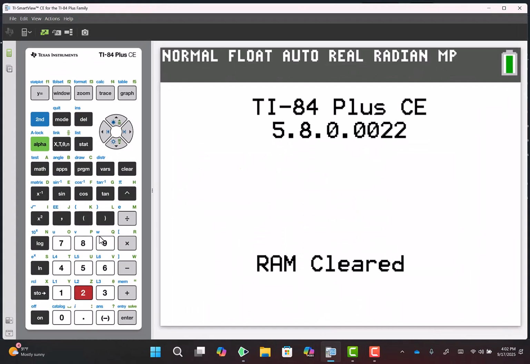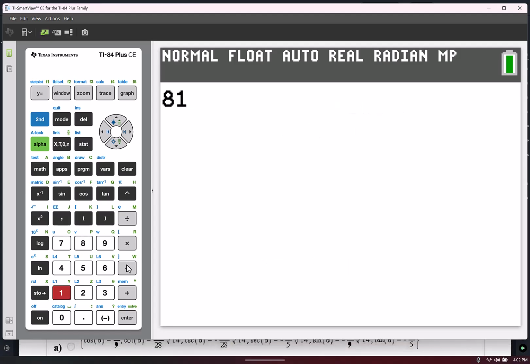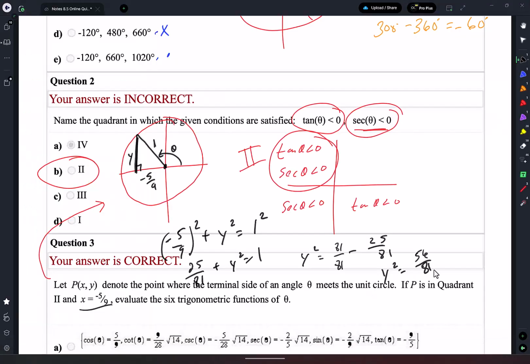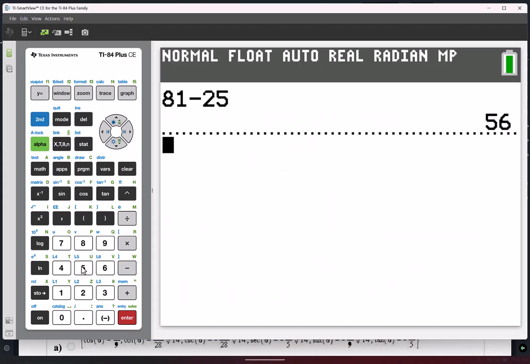81 minus 25. Yeah, 56. All right, so 56 over 81, does that reduce?